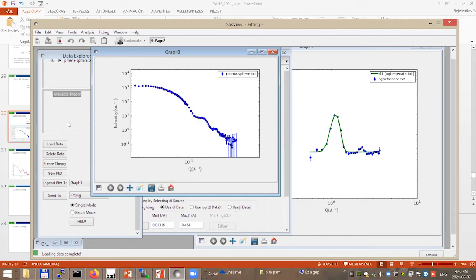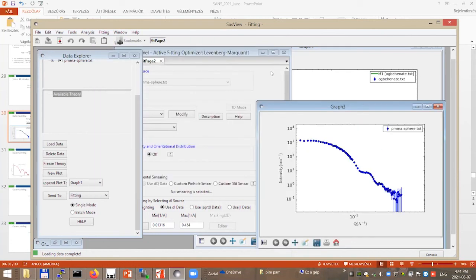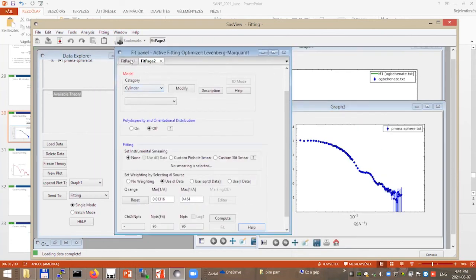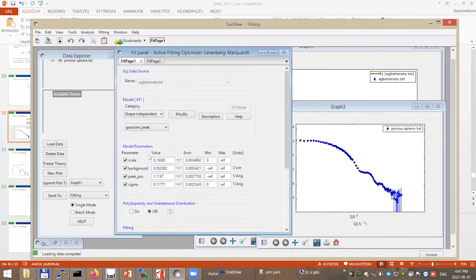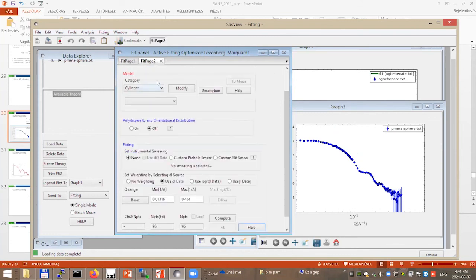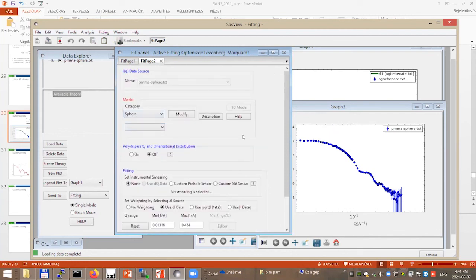Now we find our window which can be used for fitting. We were in fit page 1, which was for the peak, and fit page 2 is for our new data. From the category we shall select the appropriate category, which is the sphere. There is nothing here yet, but there are tons of options of various different spheres.